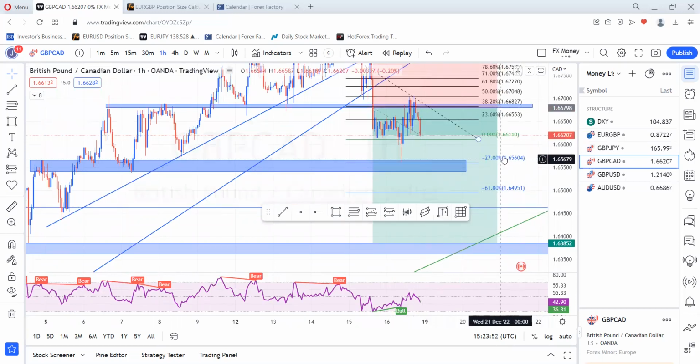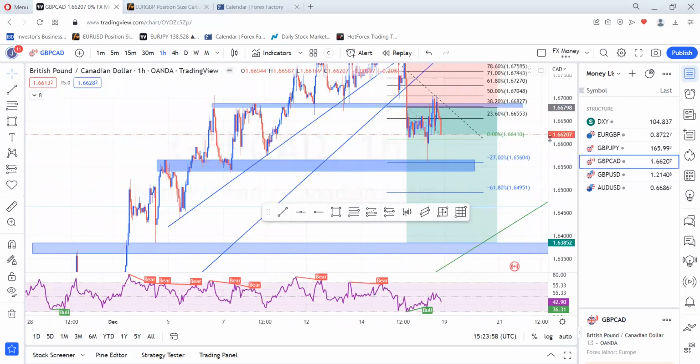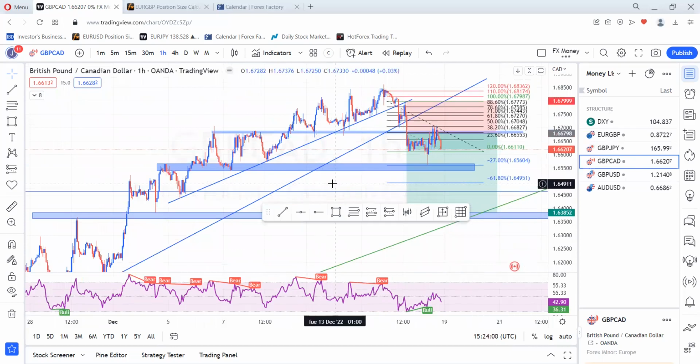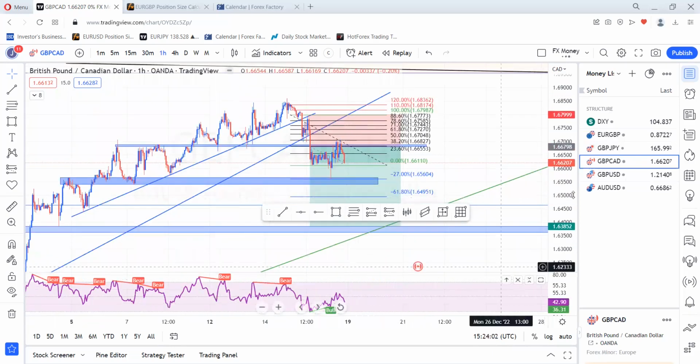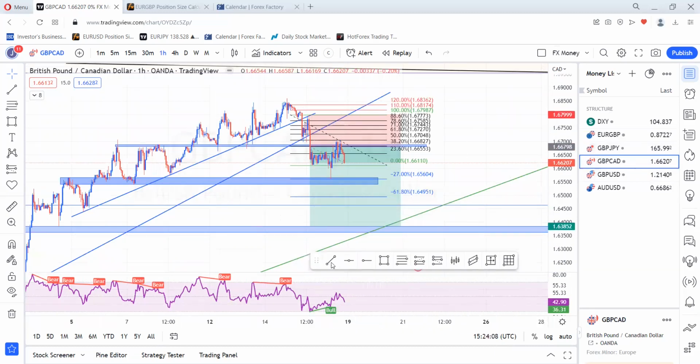So on GCAD, I'm still looking to short, but I'll be careful because if we are looking for EURGBP to come down, then pairs like GCAD might go up. You understand? So always just wait for your confirmations and trades. It will come to you.